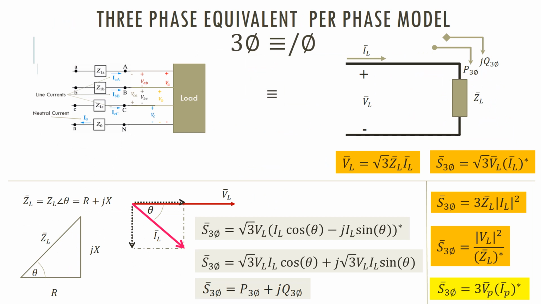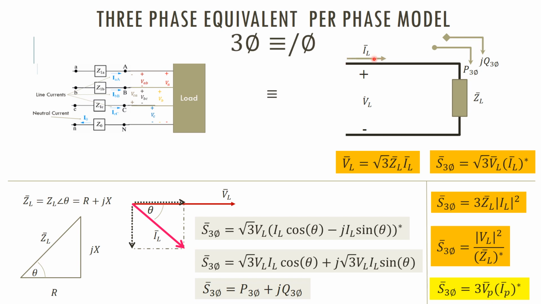Now we will move to the three-phase equivalent per phase model. You know, this is a three-phase system, right? So it can be represented by a single phase system. That is actually not a single phase, it is a three-phase equivalent per phase model, right? So this system can be represented in this way.